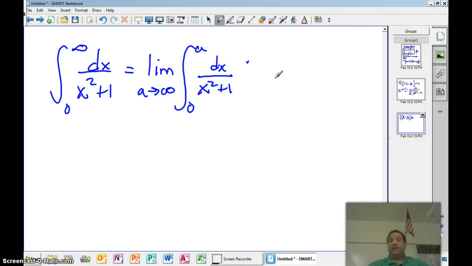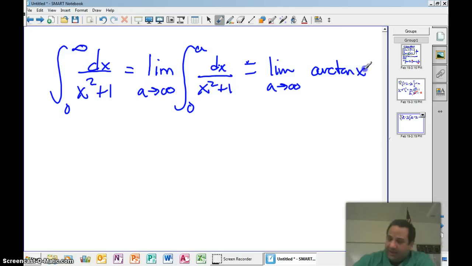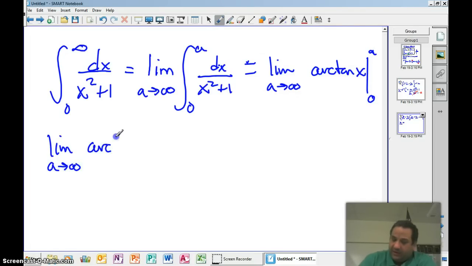So any takers on that integral? Any takers? I heard it. Peruzzi, I think I heard it from you. This is equal to arctan. The limit as a goes to infinity of arctan of x evaluated at a and 0. So that's the limit as a goes to infinity of arctan a minus arctan 0. Well, the arctan of 0 is 0.